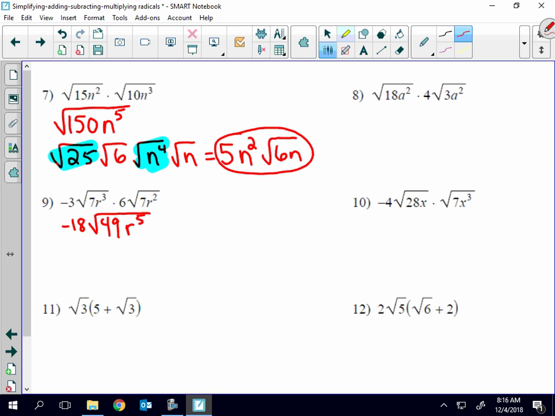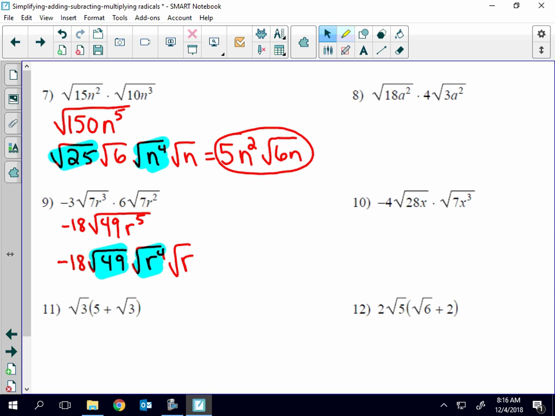All right, so we have this negative 18 on the outside. Under the radical we have, I'll just write 49 here. I'll write the r to the 4th power with another r left over to make it r to the 5th power. And now the perfect squares are here and here. So we're going to take the square root of those, which means there's no more radicals on them. The square root of 49 is 7.